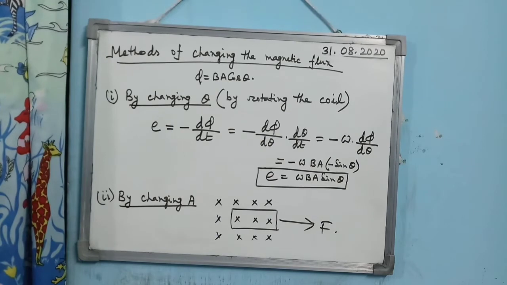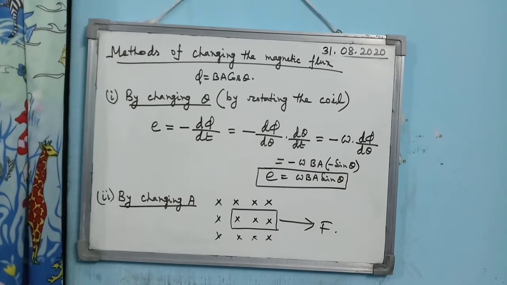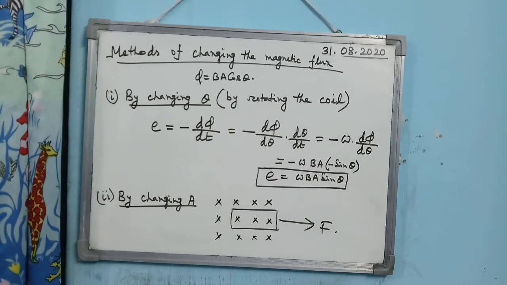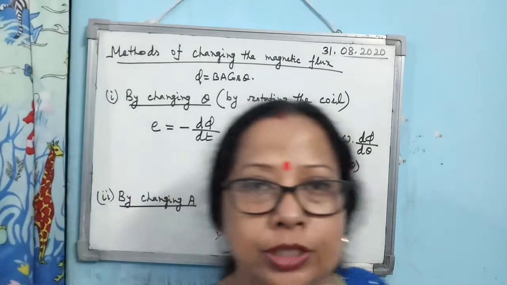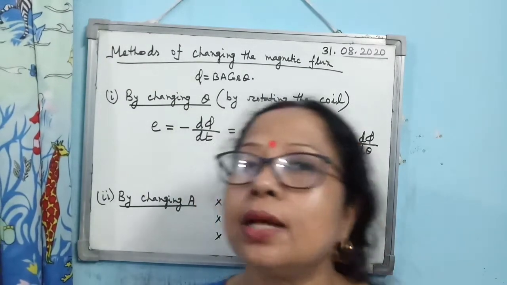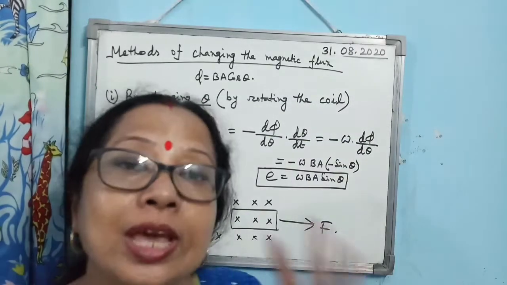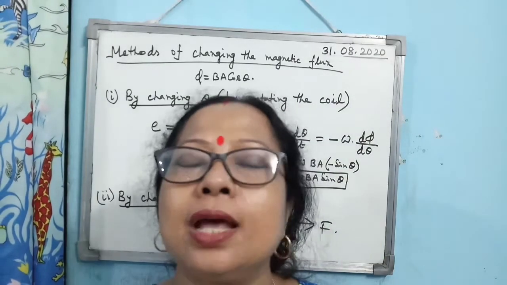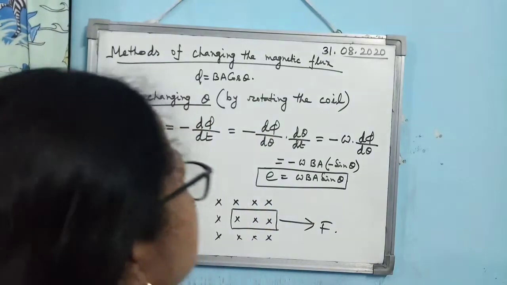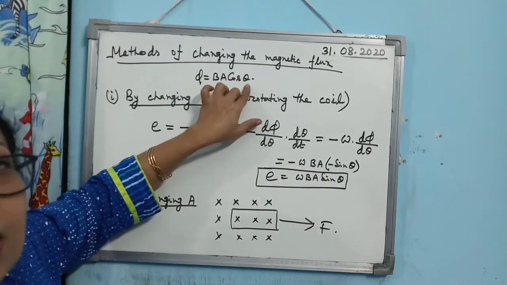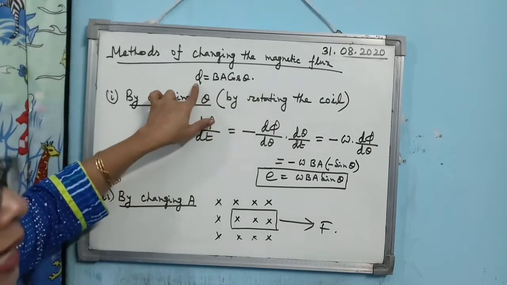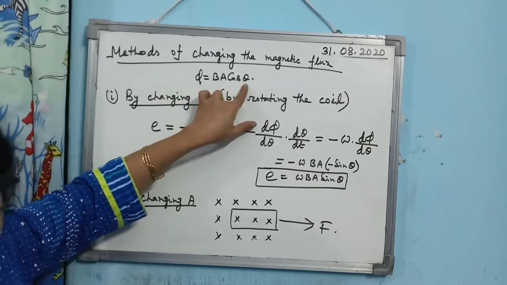Now in electromagnetic induction, what we have seen is that if you want electromagnetic induction, then you have to change the magnetic flux. So how can you change the magnetic flux? There are three possible ways, very simple to understand. You know magnetic flux is given by BA cos theta. So you can change phi by changing theta.